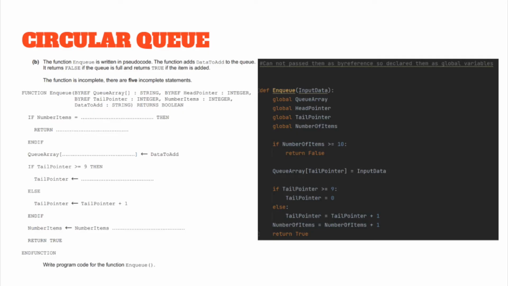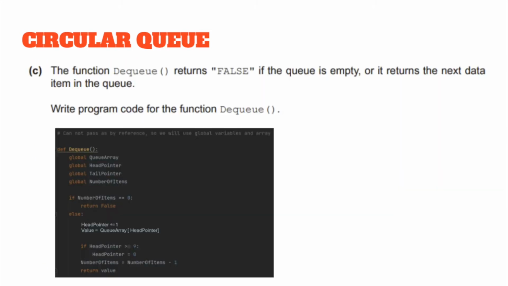The rest is a bit of selection logic. So take your time with this, study the code, write things down to enhance your understanding, or perhaps even try coding it and then continue. Okay, next up is the dequeue function, which returns false if the queue is empty, or it returns the next data item in the queue.